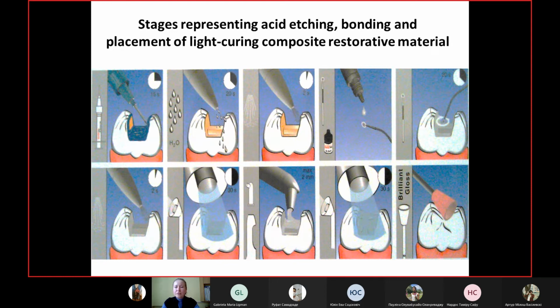Next step is drying. Drying is a stage of critical importance. Enamel and dentine should not be over dried, as over drying leads to collapse, and as a result there won't be a formation of a hybrid layer. Next step is applying of adhesive system.